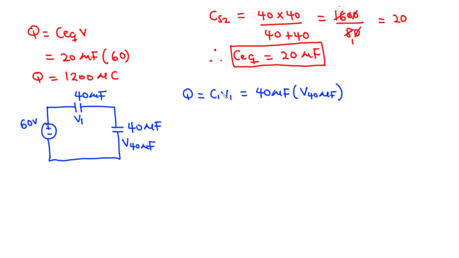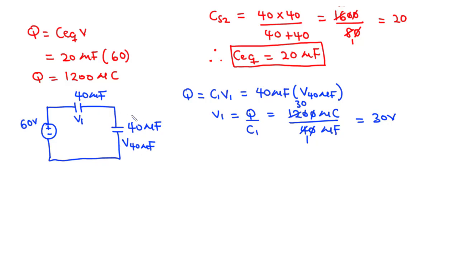Focusing on this part, Q equals C1 V1, you can say that V1 is equal to Q over C1. We had Q to be 1200 microcoulomb divided by C1. C1 is 40 microfarads. So 4 goes here once, 4 goes here 3 times, and then 0. So that is 30 volts. So V1 is 30 volts, that is voltage across 40 microfarads.